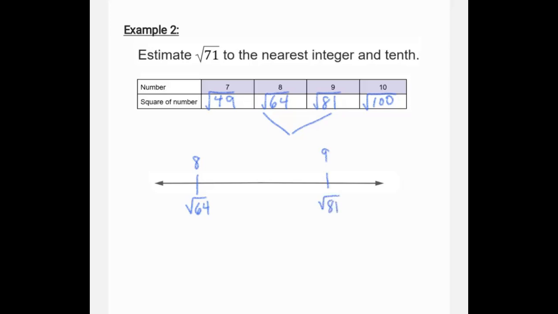Now, to be more specific, I would try to find the halfway point. If you multiply 8.5 times 8.5, that would give us about 72.25. So you can see right there that the square root of 71 would have to be a little less than the halfway point. So the square root of 71 would belong approximately there.